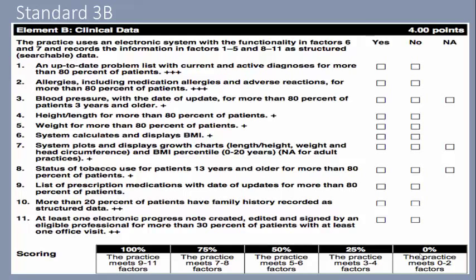If you look, though, at number 6 and 7, 6 and 7 you can show with screenshots of how your EMR calculates and displays BMI or growth charts. And if you're in adult practice, you can just hit NA on number 7 because you wouldn't be doing the growth charts. So 6 and 7 are screenshots from your system, and then 1 through 5 and 8 through 11 is just a report.